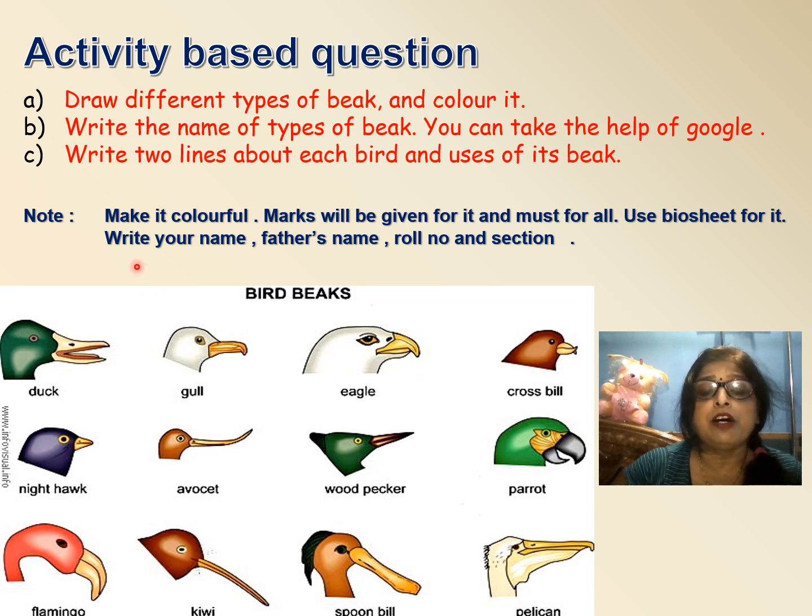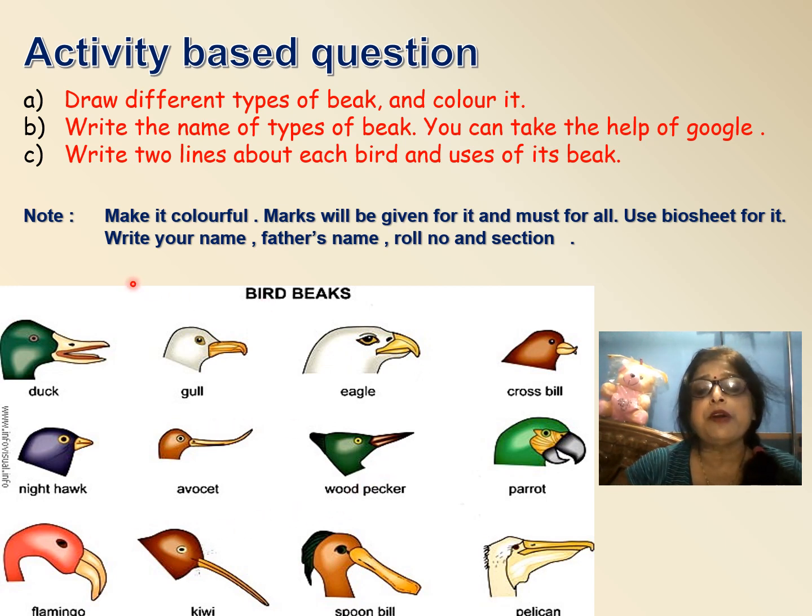Make it colorful. First, simple means you have to use color pencils or color paint to draw it. Next one, marks will be given for it and it is a must for all. This is all about your project work, activity. So marks will be provided for it. Use biosheet for it. It means you will take a biosheet paper, A4 size of paper, and then you will draw different types of beaks of the birds.